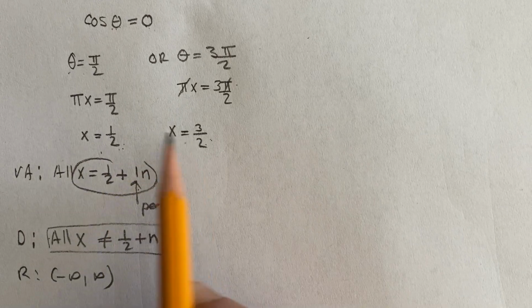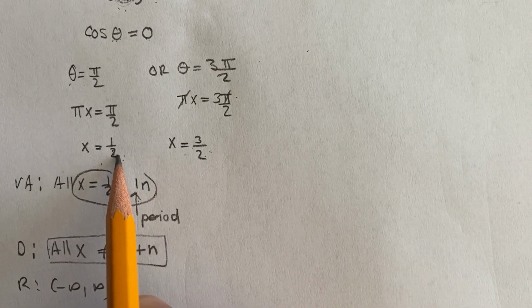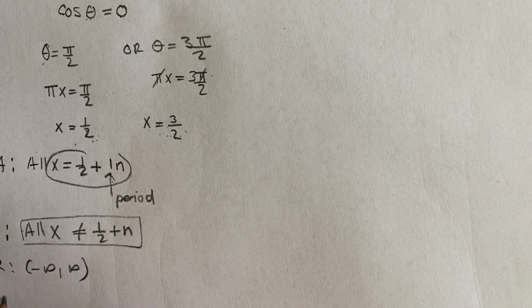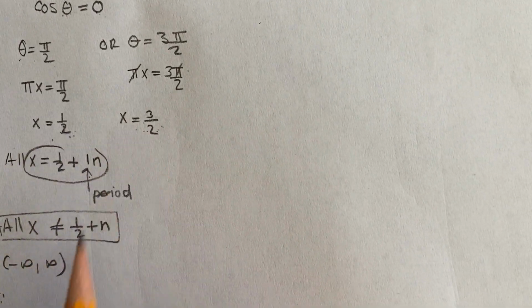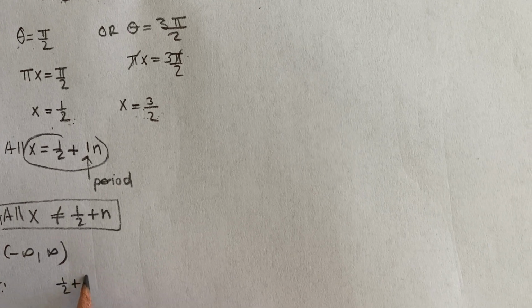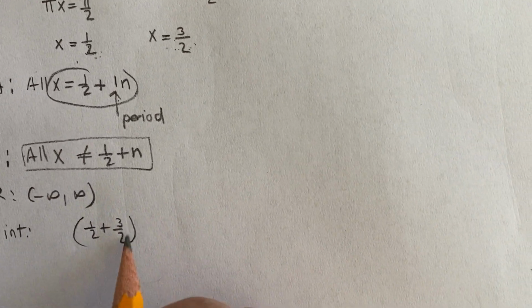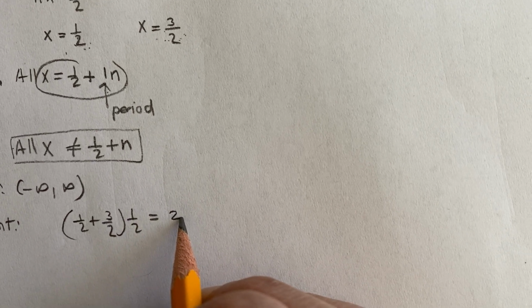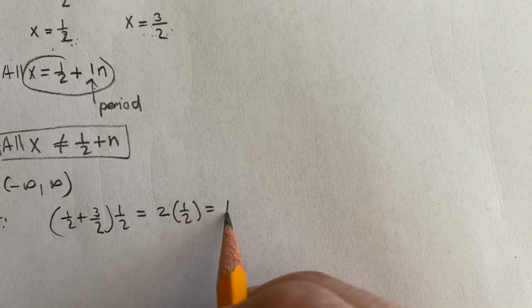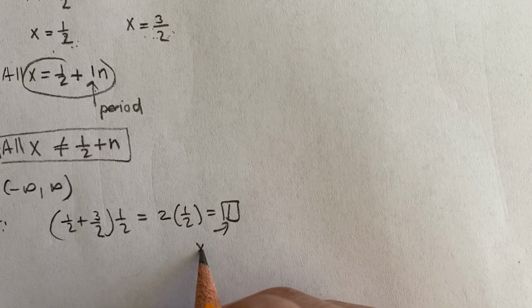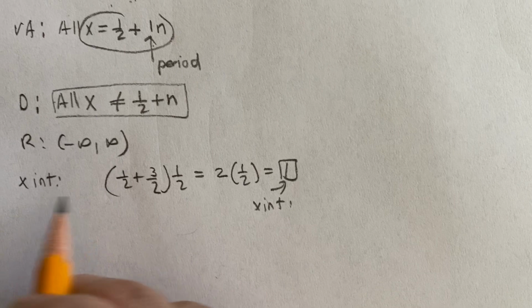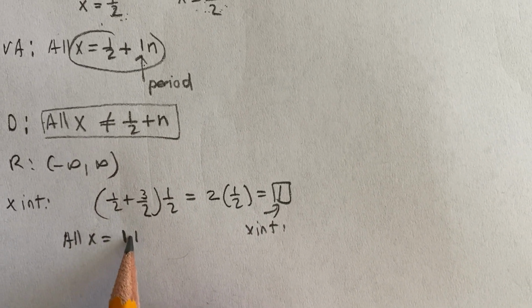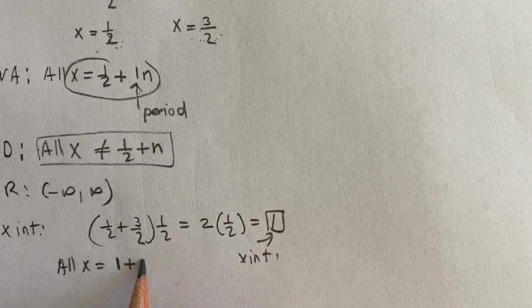You can calculate all the x-intercepts by finding the midpoint between the first two VAs. And the midpoint between these two VAs is 1/2 plus 3 over 2 times 1/2, which is 4 over 2, which is 2 times 1/2. So your first x-intercept is going to be 1. And to get all the x-intercepts, you would say x is equal to 1 plus the period. And the period we said was just 1n, okay?